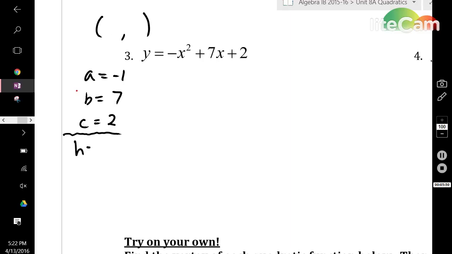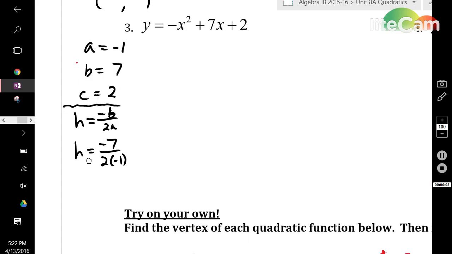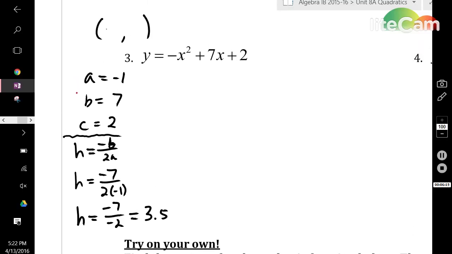So h is going to be equal to negative b over 2a. And I highly suggest you write this every single time so it's easy to remember. So it's going to be negative 7 over 2 times a, which is negative 1. 2 times negative 1 is negative 2. And that turns out to be 3.5, which is okay to write as a decimal because it's an exact number. Some decimals are not exact, and for those you should not write them as a rounded decimal. But this one's okay because it's exactly 3.5.